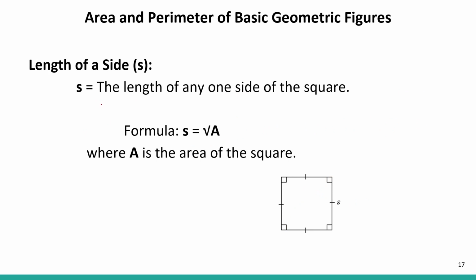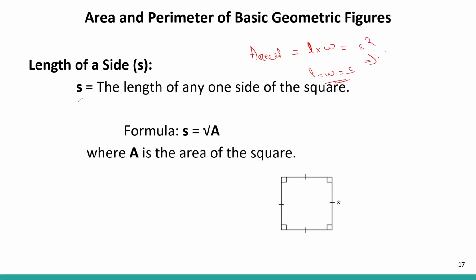Now how can we evaluate S, the length of one side, when we are given the area? Let's first see how we evaluate area. In case of a rectangle, area is equal to length into width. But in this case, L and S are the same. L is equal to W is equal to S, right? So it will be equal to S square.